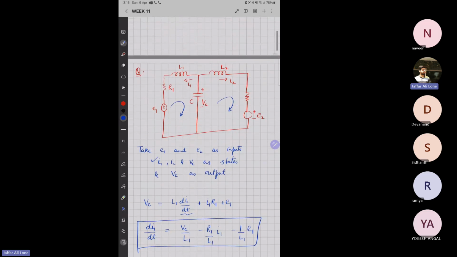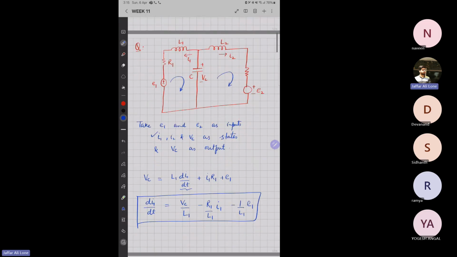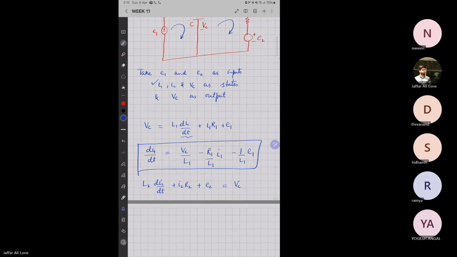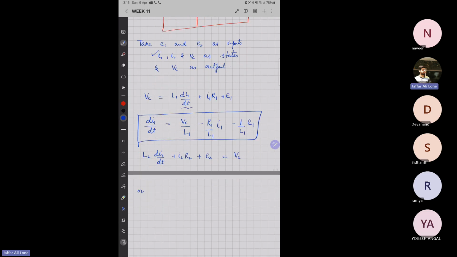Similarly, apply KVL in loop 2. What will you get? If you apply KVL in loop 2, you will get L2 di2 by dt plus I2 R2 plus E2 equal to VC. Simplifying it a bit, since I have to focus on writing differential equations, I'll write di2 over dt is equal to minus R2 by L2 into I2 plus VC by L2 minus E2 by L2. So I got the differential equation for this. I got two differential equations, so I am done with I1 and I2.